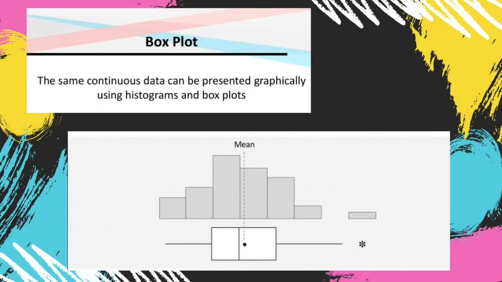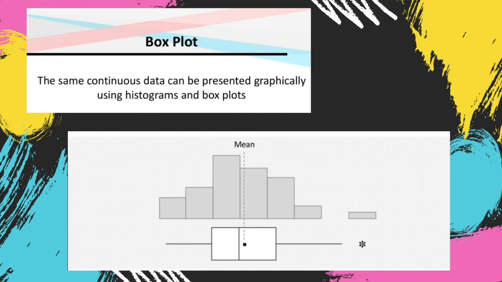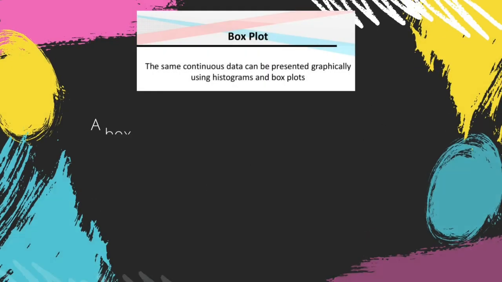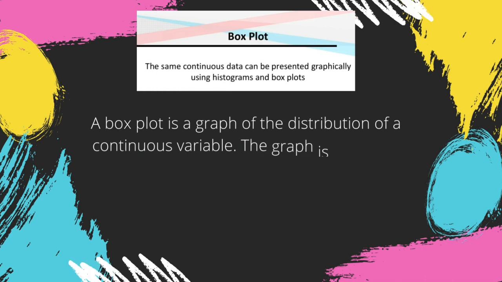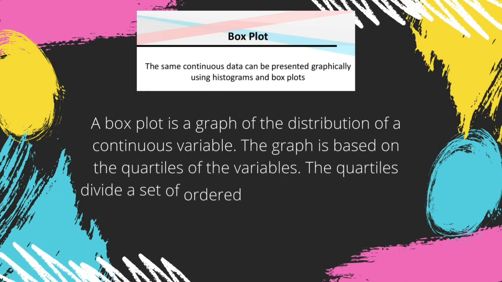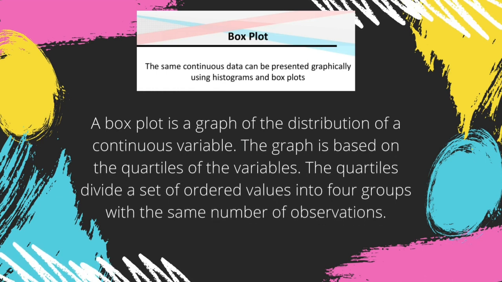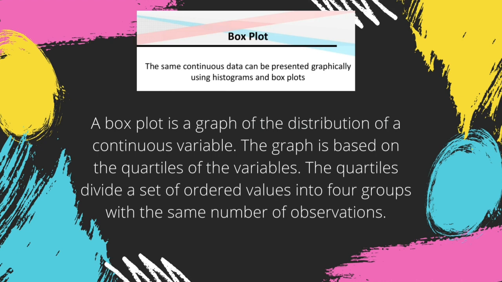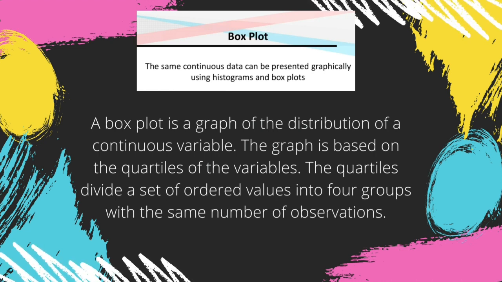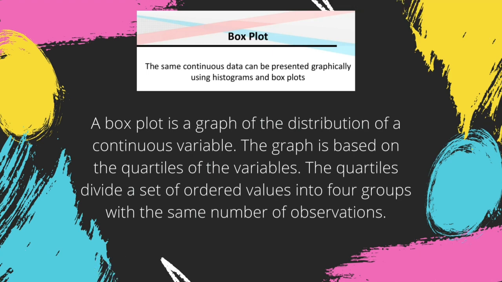The same continuous data can be presented graphically using histograms and box plots. A box plot is a graph of distribution of a continuous variable. The graph is based on the quartiles of the variables. The quartiles divide a set of ordered values into four groups with the same number of observations.